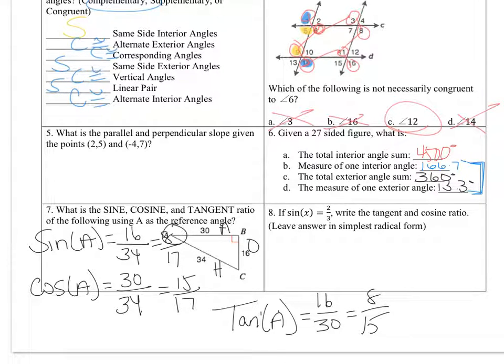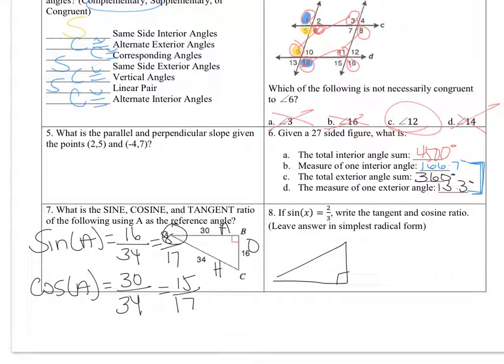Last one. If sine of x is 2 over 3, what is the tangent and cosine ratio? So I've got to first draw a picture. Here's my right triangle. I'm going to label angle x. Sine is opposite over hypotenuse, so I'm going to put 2 on the opposite side, and 3 goes on the hypotenuse. So my question is, how do I find this length right here? Well, I've got to do Pythagorean theorem.